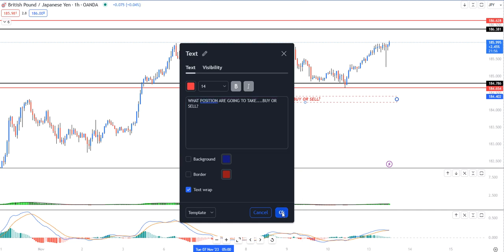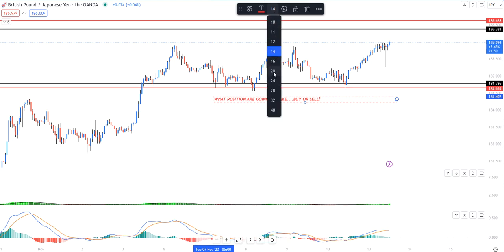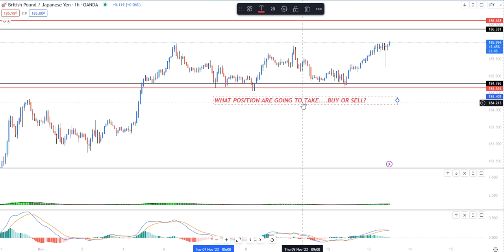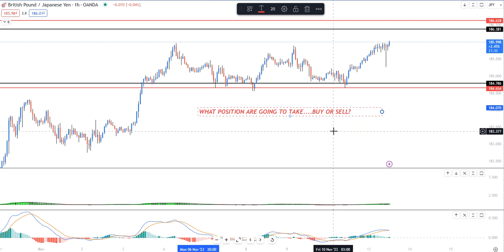Now, when you make this determination, what you must do is determine your potential entry area. That's very, very important, that you determine your potential entry area, right? And so that's what you want to be doing on the hour. What position are you going to take? Are you going to buy or are you going to sell, right?